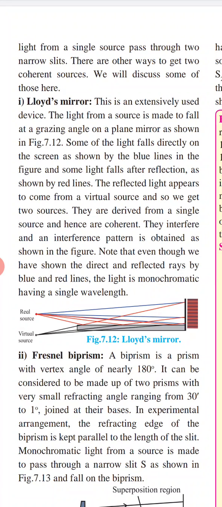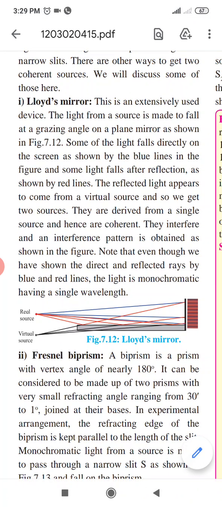This is an extensively used device. The light from a source is made to fall at a grazing angle on a plane mirror as shown in figure 7.2. Some of the light falls directly on the screen as shown by the blue lines in the figure, and some light falls after reflection as shown by the red lines.